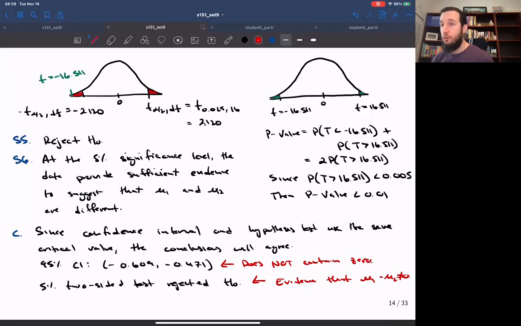So these conclusions agree with each other. The interval and the test are giving us the exact same result. They're both giving us evidence that the difference between mu1 and mu2 is not zero. The interval is showing us directly that we are not confident that zero is a value between mu1 and mu2. And the hypothesis test is showing us the same conclusion. It's just giving us evidence that mu1 minus mu2 does not equal zero because we rejected the null that they are the same. Okay, so whenever we run an interval and a hypothesis test that use the same critical value, their results will always agree.